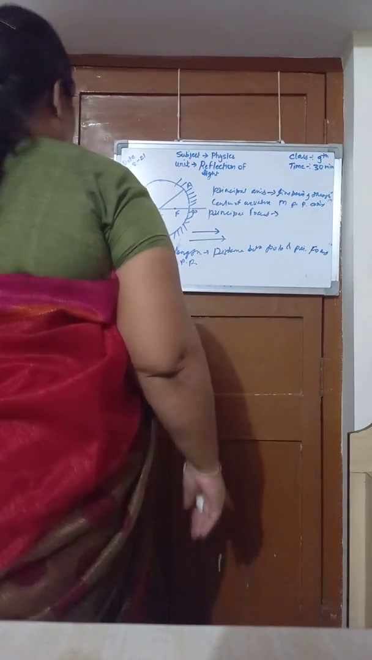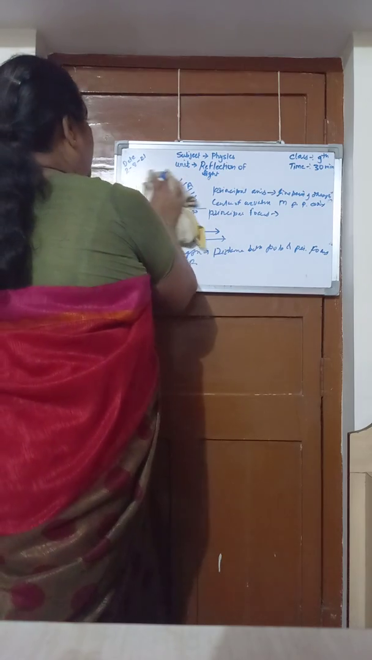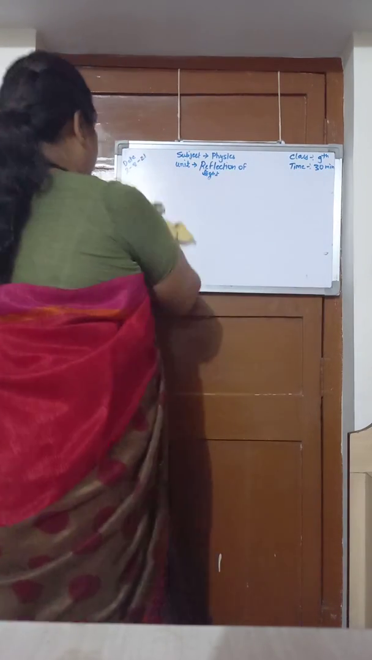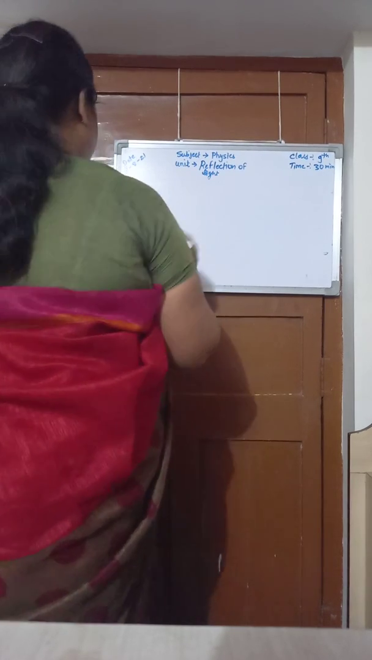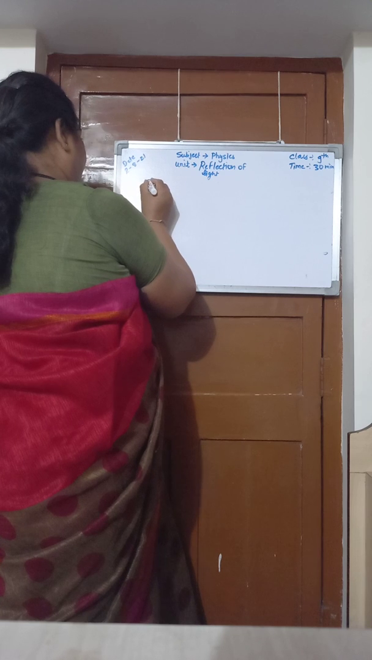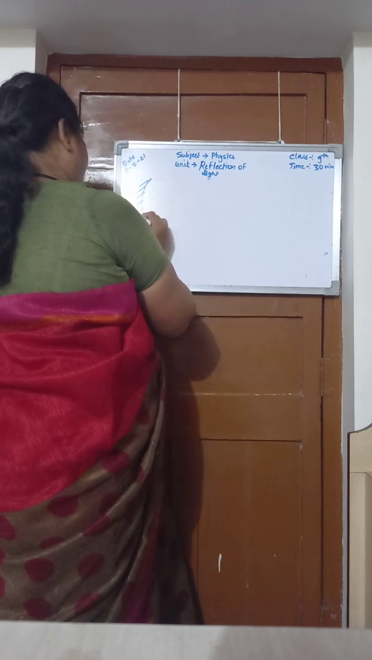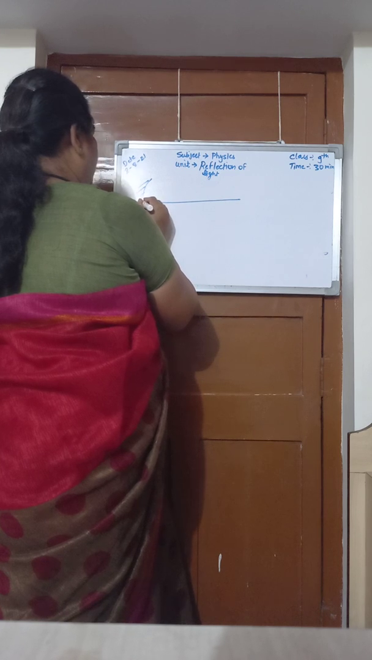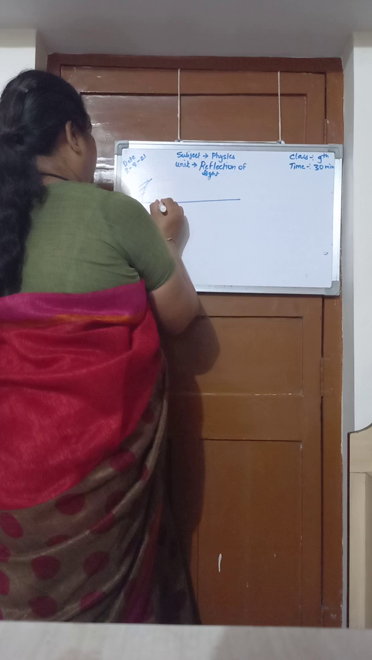Then we have to see some terms related to this spherical mirror. Draw this mirror. This is the principal axis. This is P. This is C and this is F.